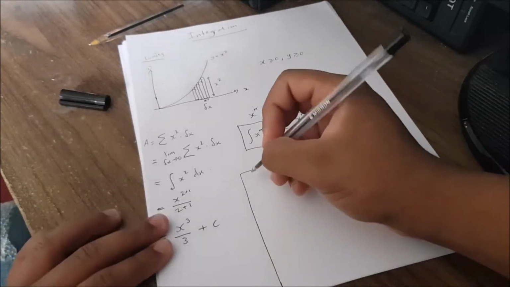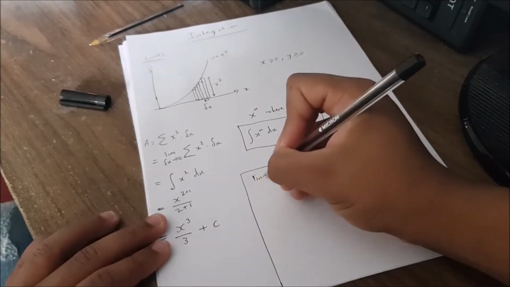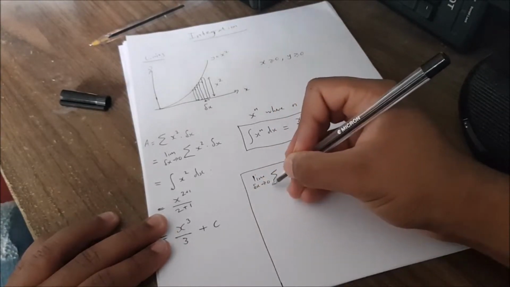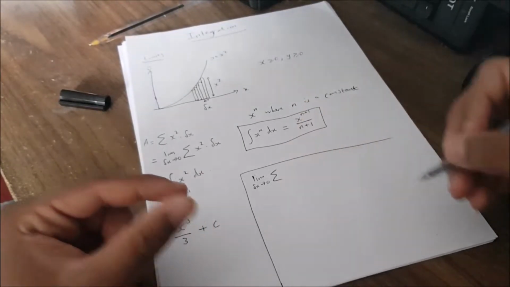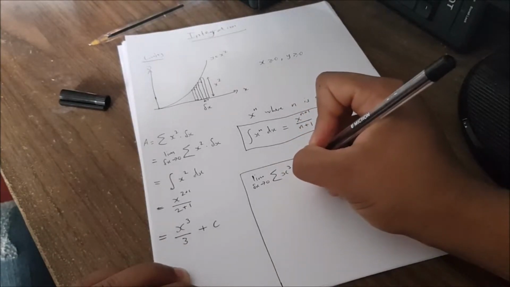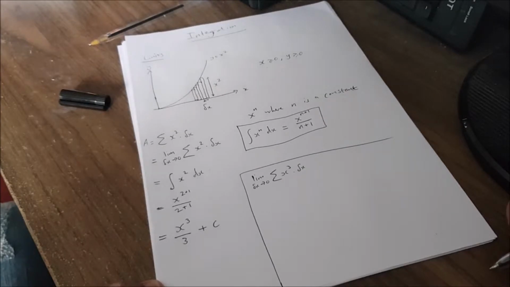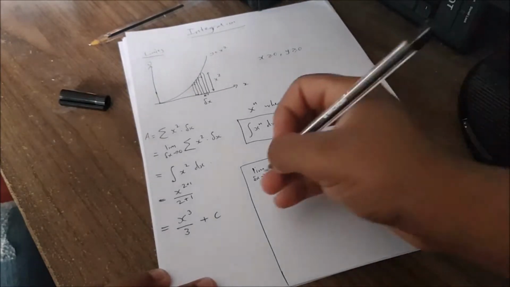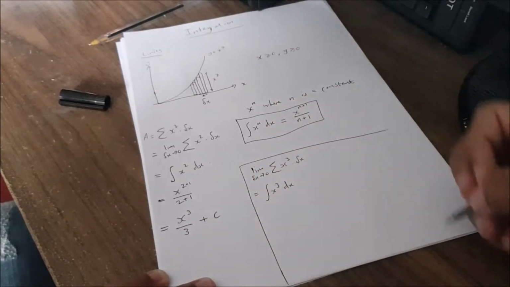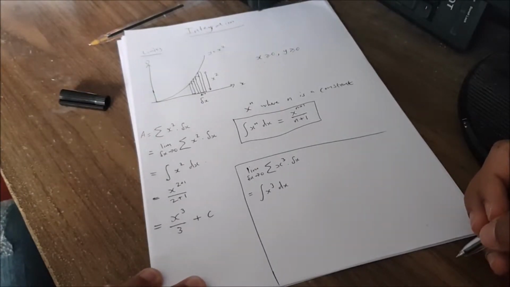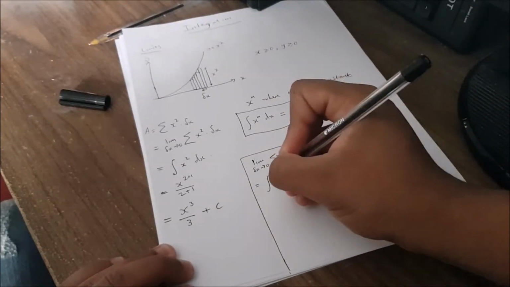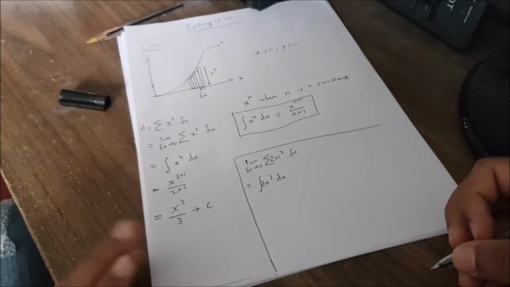Okay, let's calculate the limit of when delta x tends to 0. So for each rectangle, the width becomes 0, so it becomes a perfect curve of x cubed times delta x. So all this becomes is an integral of x cubed with respect to x. What do we do from there? Oh, sorry, let's say 2x cubed.